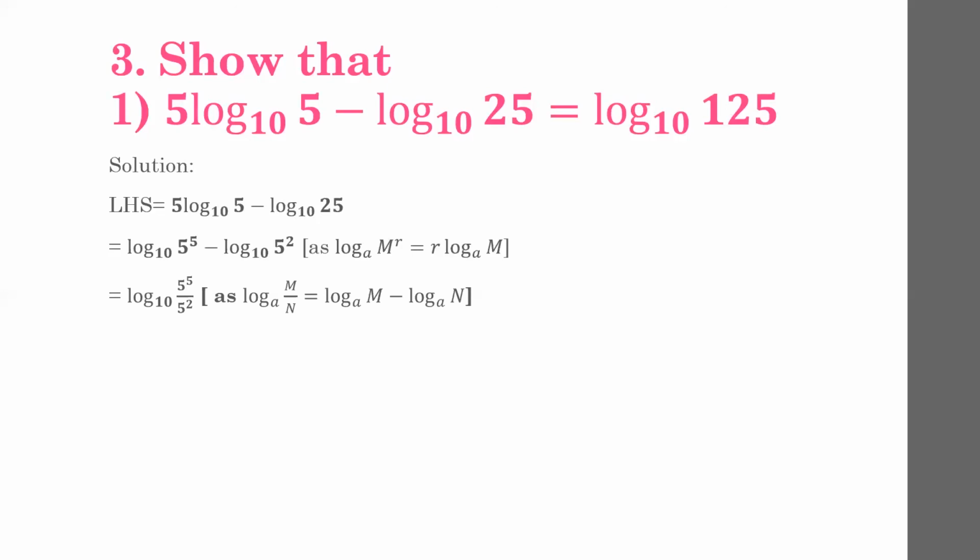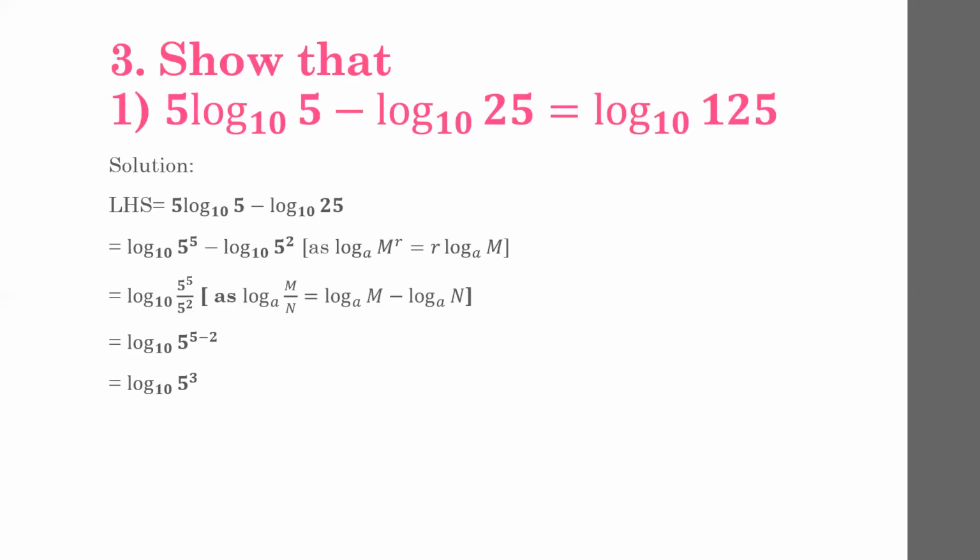Now 5 to the power 5 divided by 5 square, we can apply the formula a to the power m divided by a to the power n equals a to the power m minus n, the power of the numerator minus the power of the denominator. So according to that, log 10 base 5 to the power 5 minus 2. And doing the calculation in the power term, we will have log 10 base 5 cube.